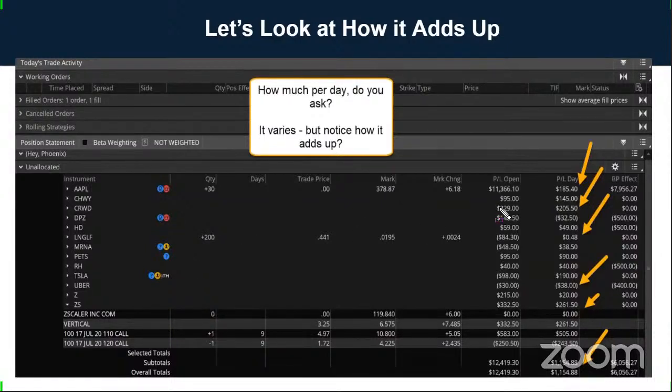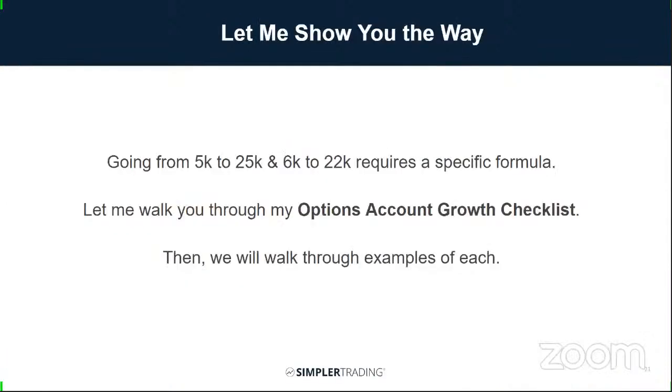So, this money adds up, and each individual trade adds up. A lot of these trades, you might think, oh, well, that's not that much. But if you have 7, 8, 9 of them on, you've got $200 here, $200 here, $90, $38. It adds up, and you have a $1,000 day on your hands. And that's a pretty normal day. So this requires a specific formula, okay?